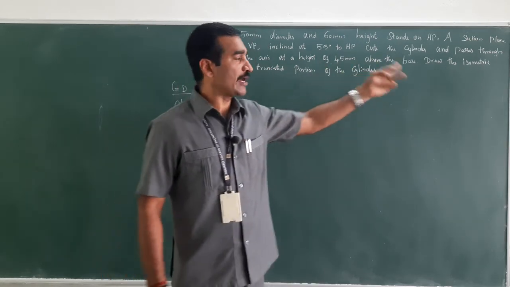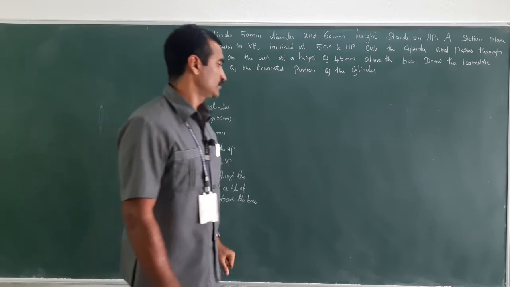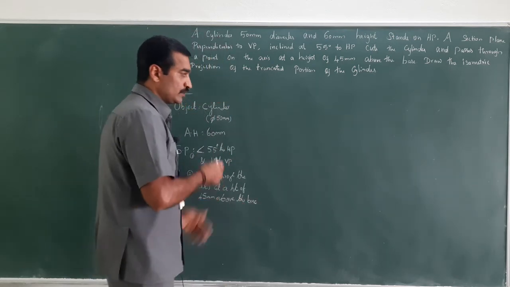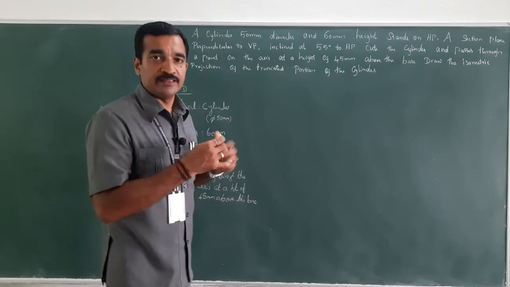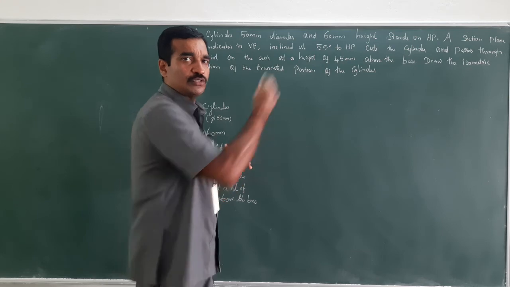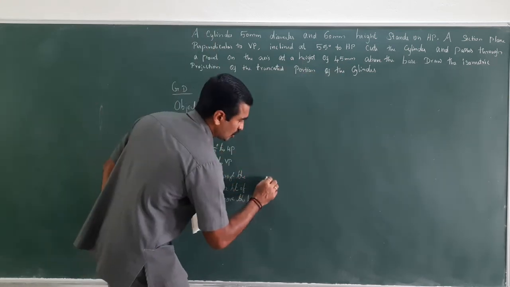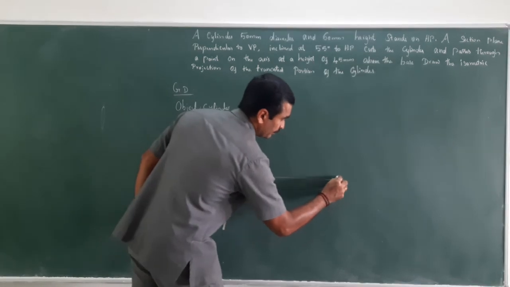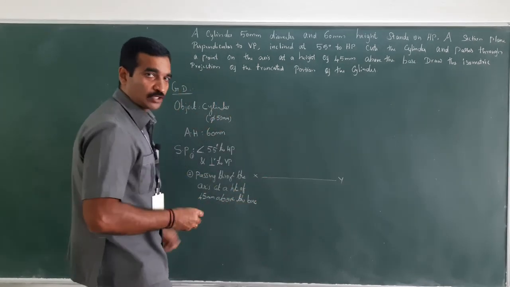So here it says isometric projection, not isometric view, right? So remember it. So let me just start drawing the orthographic first. From orthography, that is 2D to 3D, that stuff follows. Okay, first let me just draw the 2D, that is orthographic projection.